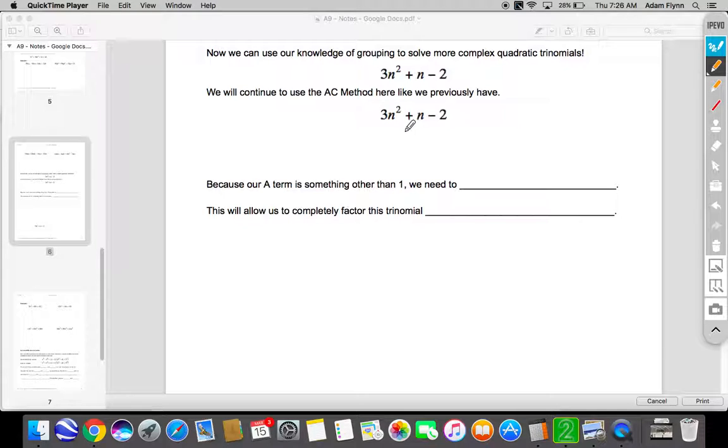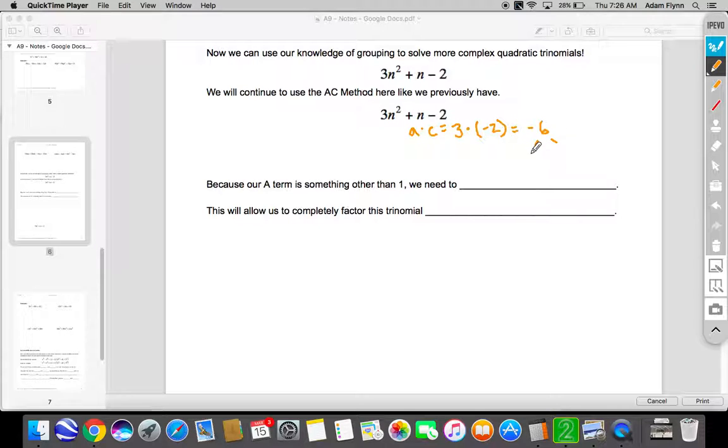So, let me write A times C. We know our A is 3, and our C is negative 2. And 3 times negative 2 is negative 6. So we're looking for factors of negative 6 that sum to the coefficient of our linear term, which in this case is just 1.